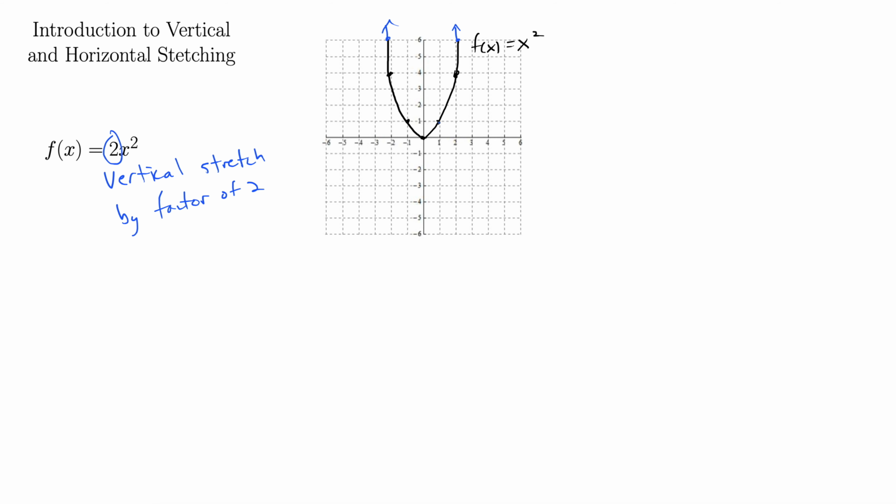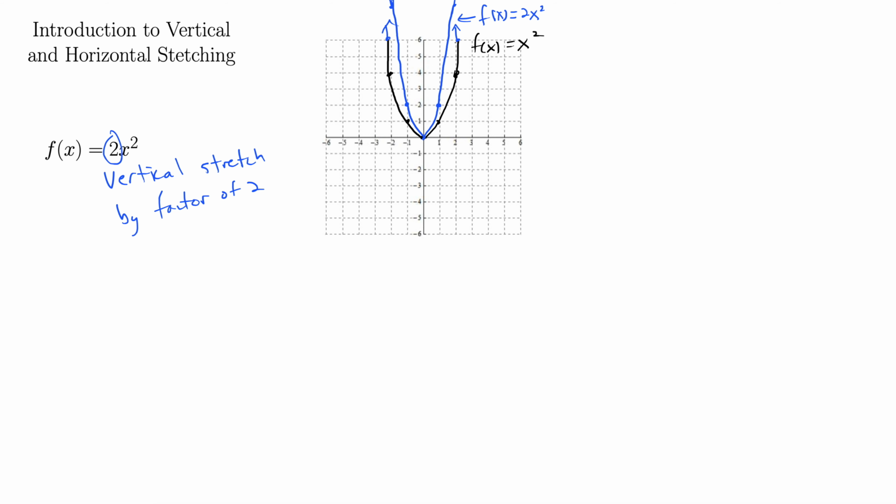So instead of 1 going up to 1, 1 now goes up to 1 times 2, which is 2. And instead of 2 going to 4, 2 now goes all the way up to 8. So now we're somewhere up here. And then we mirror this over at -2, and mirror that at -1. So our new graph is much more narrow. Comes in like so. There we go. So now we have stretched this vertically. So this new graph is f of x equals 2x squared.